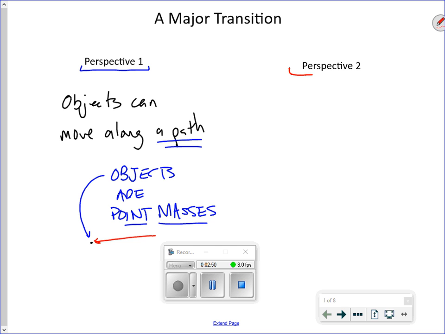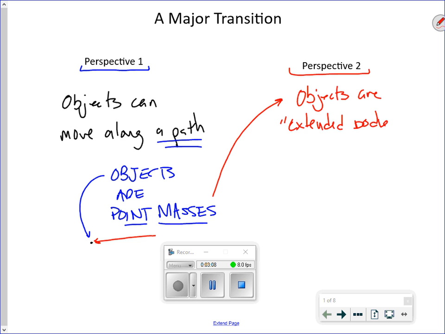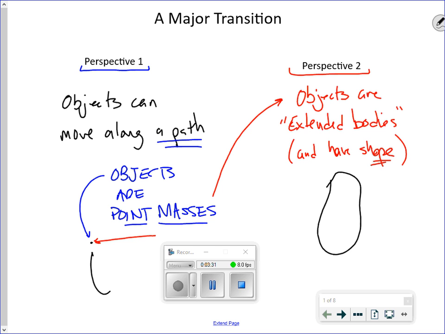So in perspective two, we ask, what is an object? The change is we transition from treating everything as a point mass to saying that objects are extended bodies, and have shape and size. Now, maybe the object looks like this, like a bean, and this object has a center of mass that's maybe somewhere right there. If we push this object here, something could happen. But if we push the object here, something different could happen.